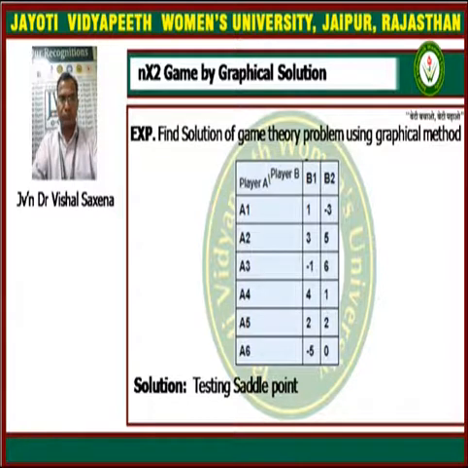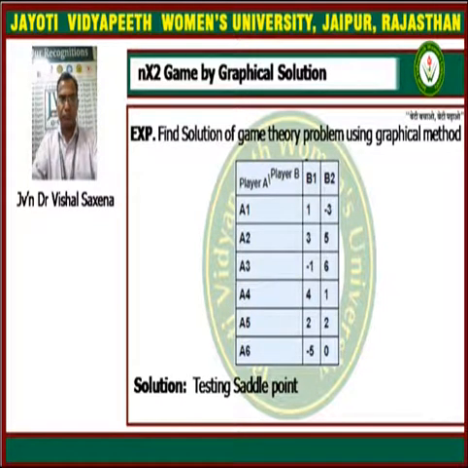Here there are 2 players, player A and player B. Player A has 6 strategies, A1, A2, A3, A4, A5 and A6, while the second player B has only 2 strategies, B1 and B2. So how do we solve this game?